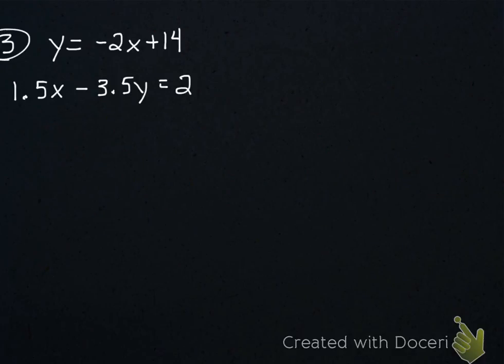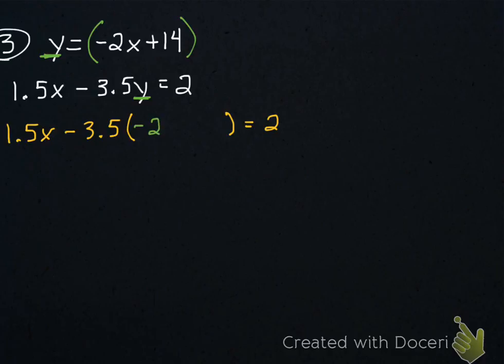Number 3. For number 3, we also notice that we have a variable already by itself, so we're just going to put parentheses on the other side. And that variable is the y. So when we write our equation out, we need to leave a spot with parentheses for the y, not the x. So I put my 1.5x minus 3.5 times, leave a nice open spot for that, and now I'm plugging in the negative 2x plus 14.